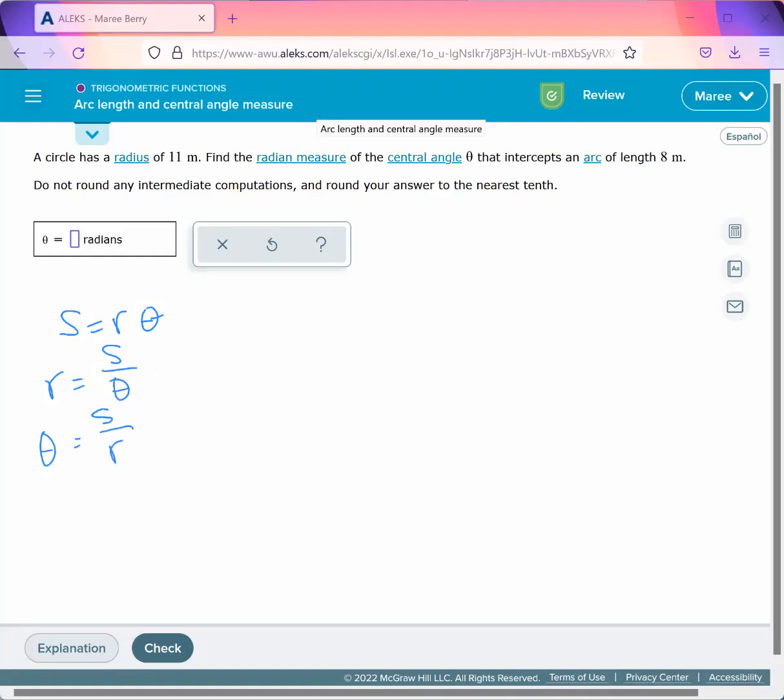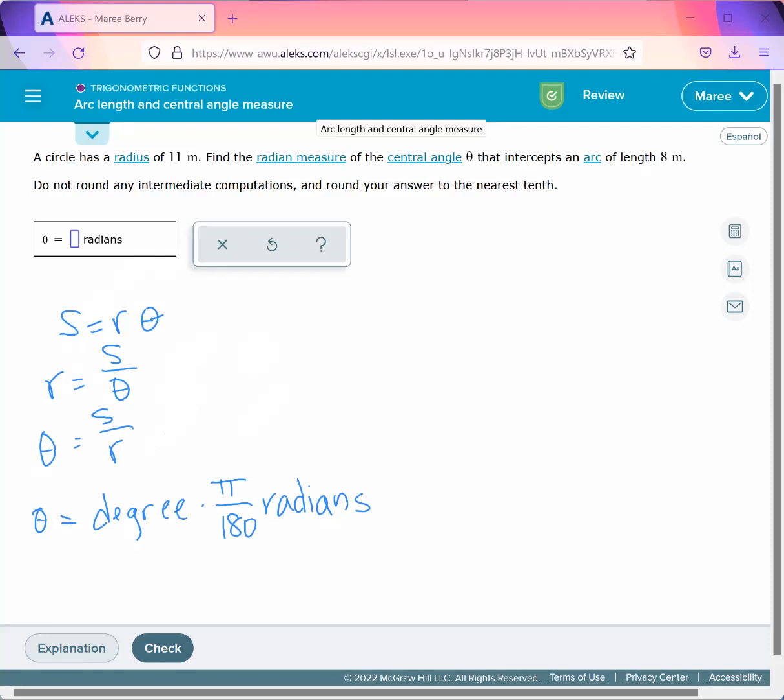Now, if theta is given to you in degrees, then you're going to want to use the number of degrees times pi over 180. So theta is going to be the number of degrees times pi divided by 180, and that's the radians. So you want to use these equations with theta in radians.